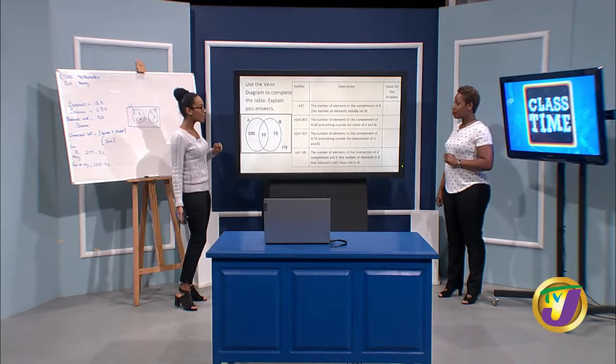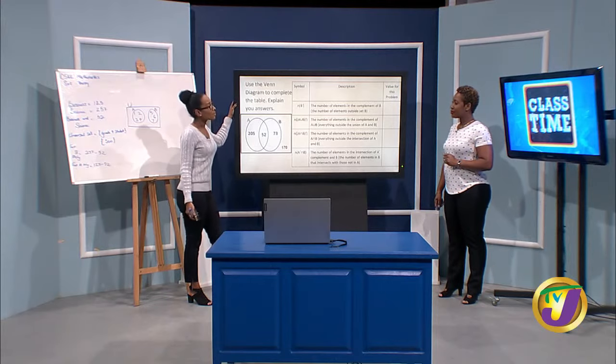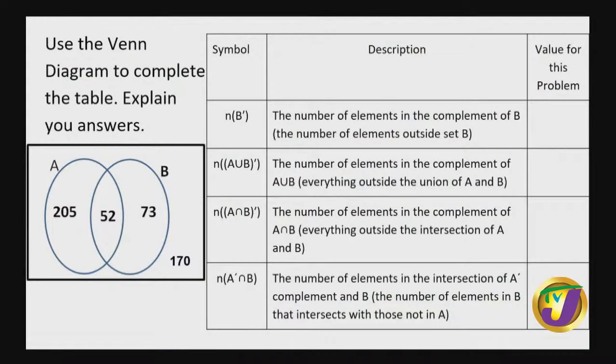But let's see if they're following at home now. We're taking it a little notch further. Now we're asked to look at the number of elements outside of B. You mean B complement? Yes, B complement. You're talking about everything outside of B. So if you just imagine that I've shaded B, I have the 205 and the 170. So we have the 205 plus the 170, which gives us 375.